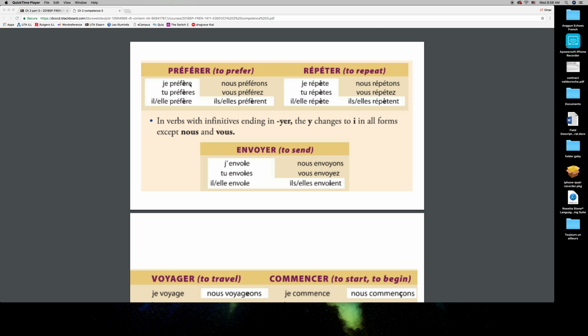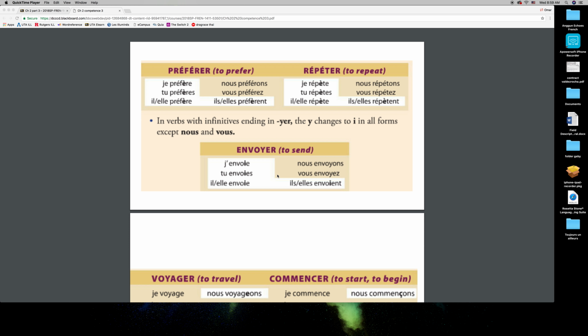In the conjugation of most of these, you will have préfère, préfères, préfère, préfèrent, and an accent needs to mark that change. That doesn't happen with nous and vous because you have an extra syllable. So there's not a break, there's not a consonant break. So you don't have to change it with nous and vous. Préférons, préférez. The same happens with répéter. Je répète, tu répètes, elle répète, elles répètent, nous répétons, vous répétez.